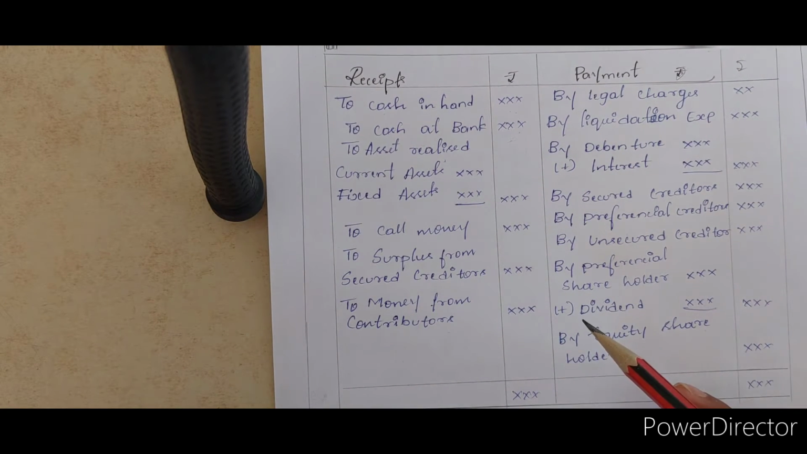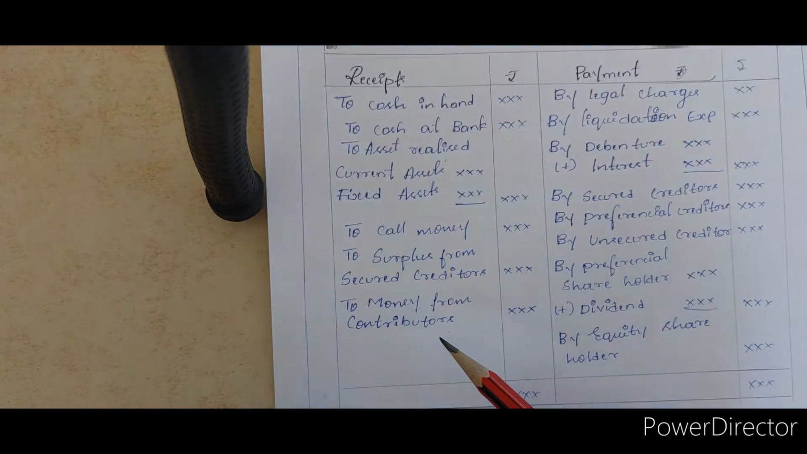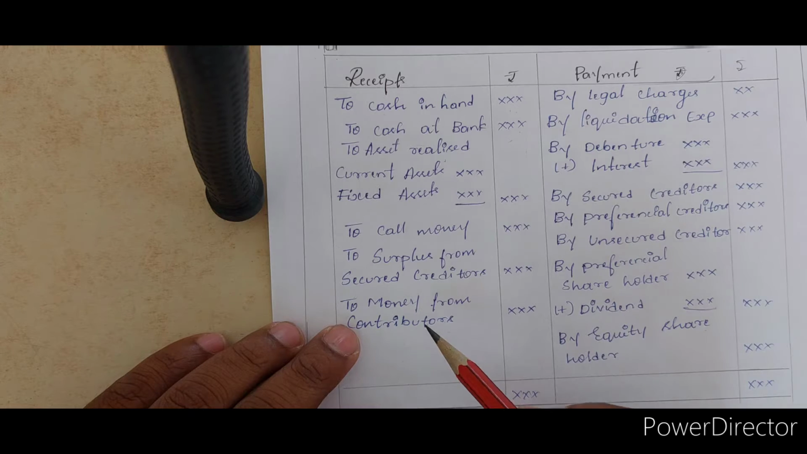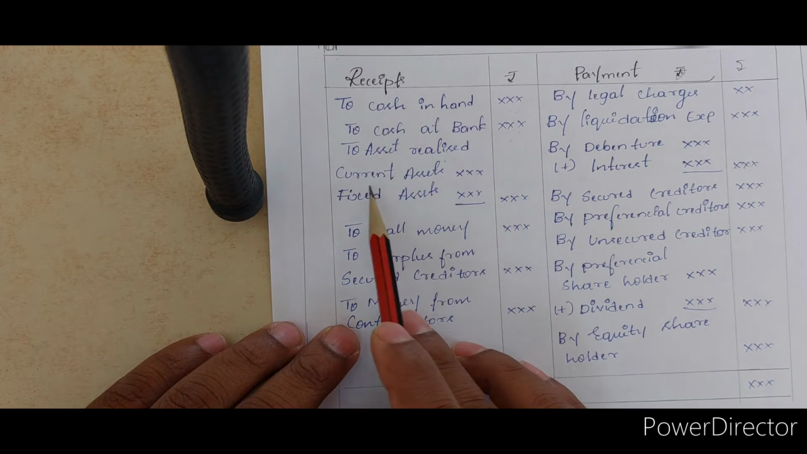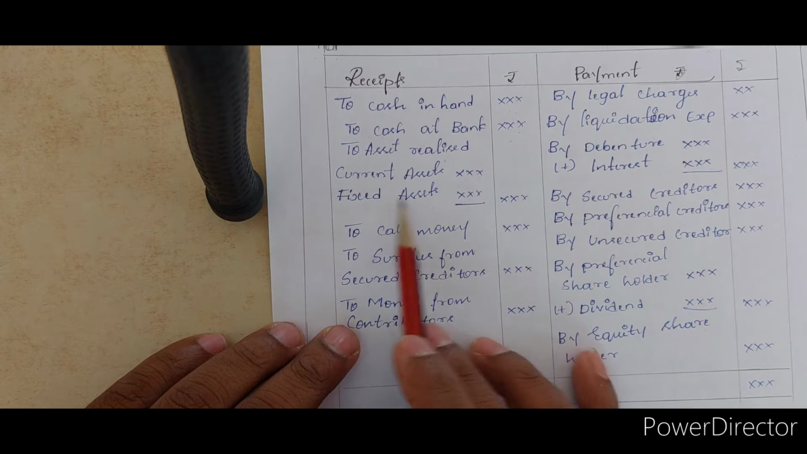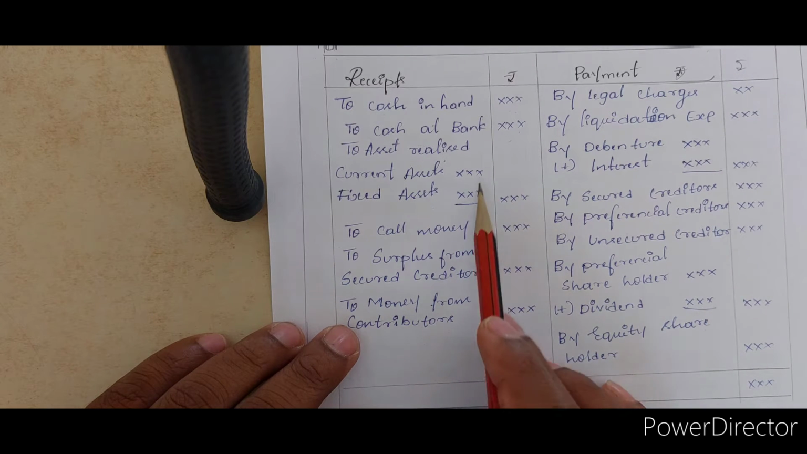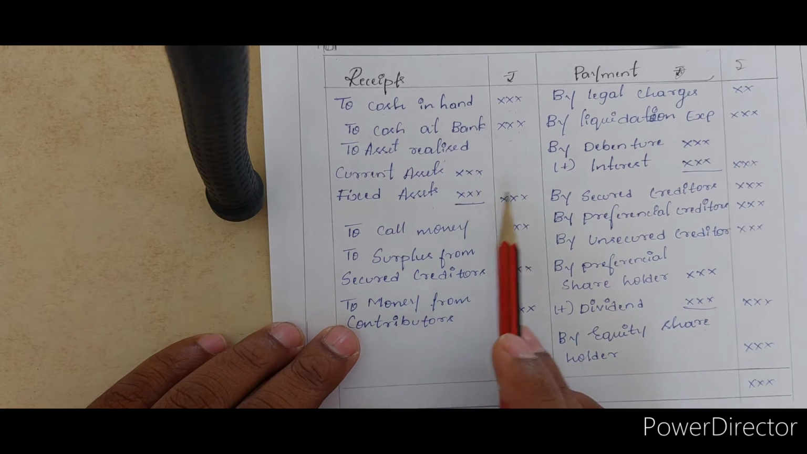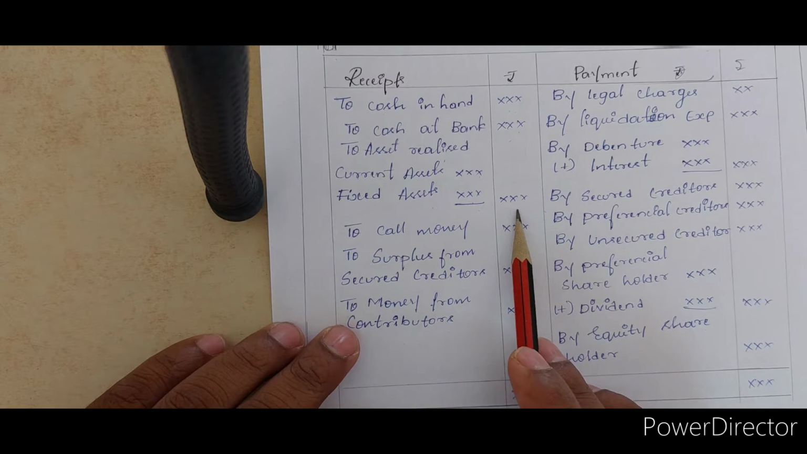realization of furniture for 10,000, realization of building for 1,50,000, something like that. Whatever assets are realized, you need to divide them into current assets and fixed assets. Current assets realized and fixed assets realized. The total of both the current and fixed assets will be written in the outer column.